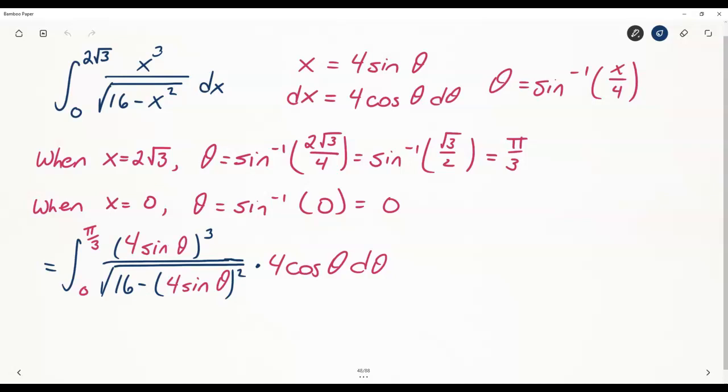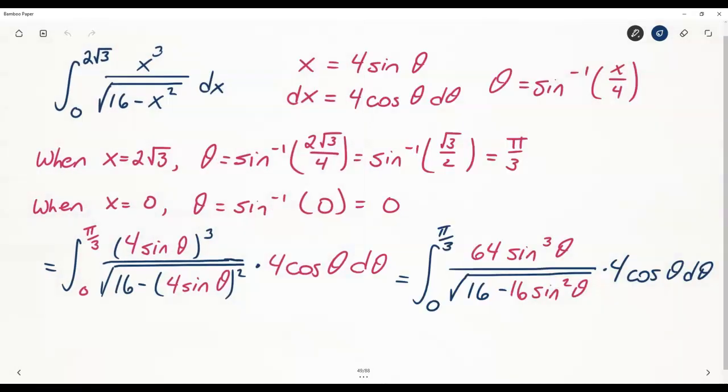And everywhere I see x or dx, I am substituting their appropriate values into the right places. So here is x cubed, 16 minus x squared, and all of this right here is dx. So there's going to be a lot of simplifying on the next step.